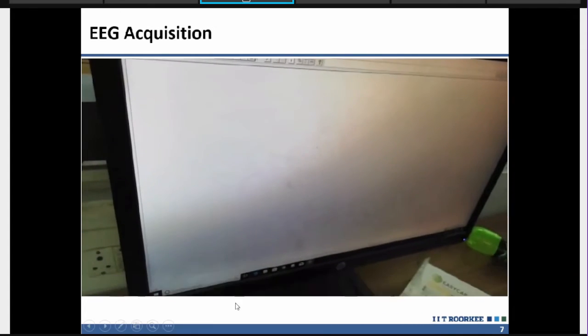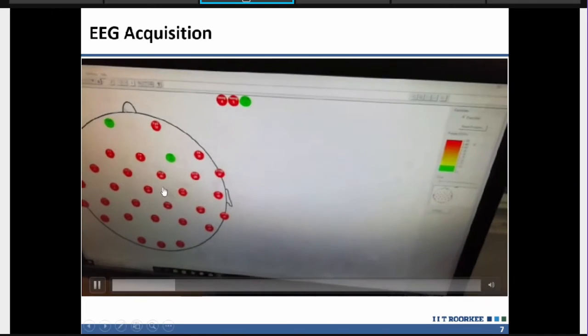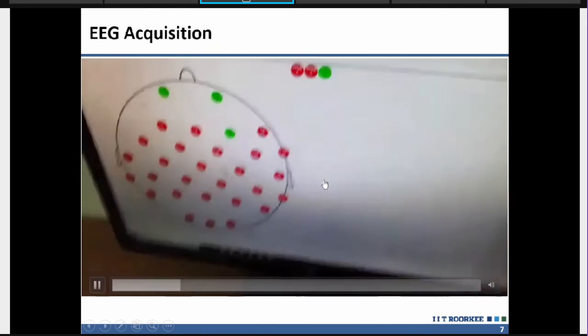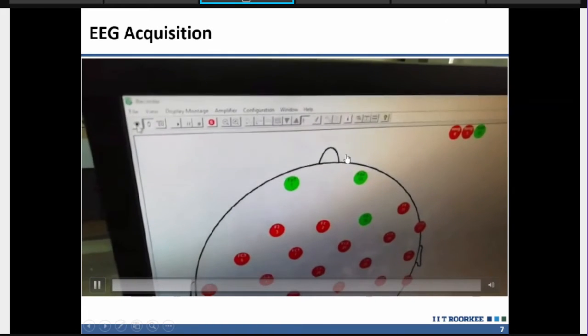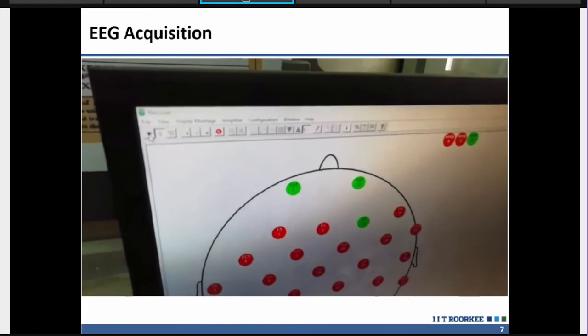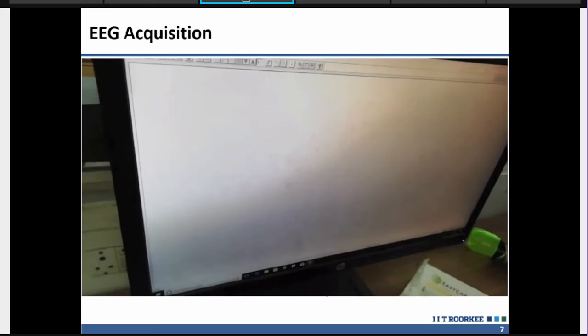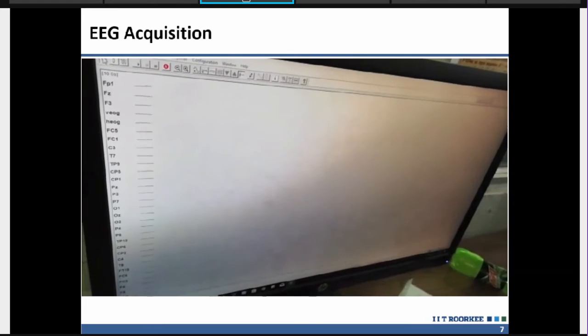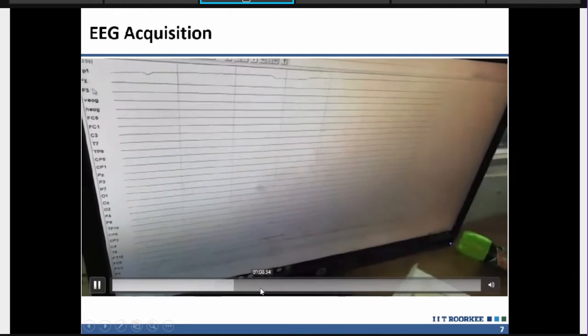Now we see that when one of the electrodes is connected, it is shown in a green signal. This is a GUI, which will be provided by the company. So whatever device you want to buy, for every device, there are some software or GUI which supports the visualization of the signal.